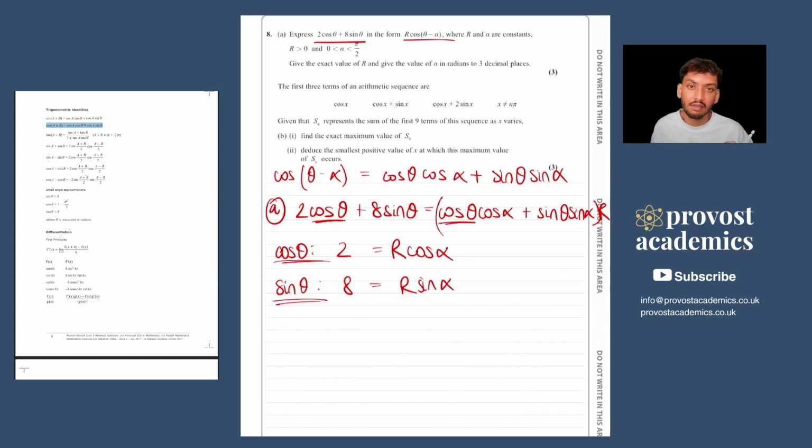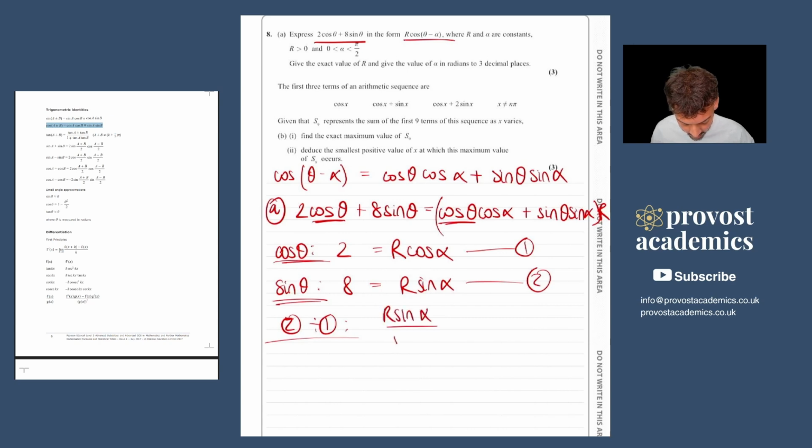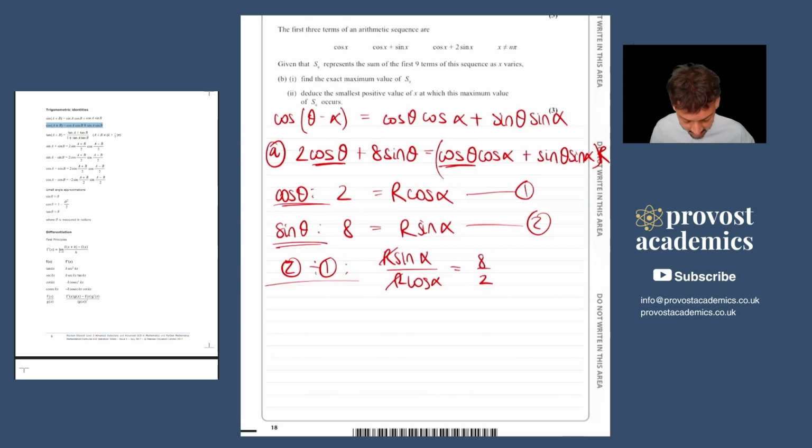And the idea here is that I'm going to call this equation 1, and I'll call this 2. I'm going to divide 2 by 1 so that I end up with tan alpha. So 2 divided by 1 gives me r sine alpha over r cos alpha equals 8 over 2, r cancels. So that's what I was saying, it's not very important to find r at that point. And we'll have tan alpha is equal to 4.